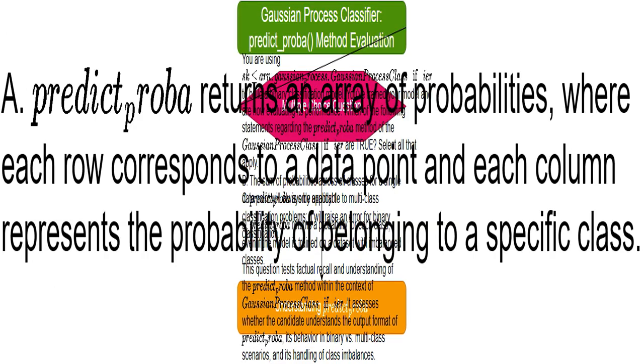This statement describes the output format. The method will give you an array. Each row represents a single data point that you want to classify. Each column within that row will give the probability of that data point belonging to a particular class. For example, in a binary classification problem, you will have two columns for each data point: the probability of belonging to class 0 and the probability of belonging to class 1.